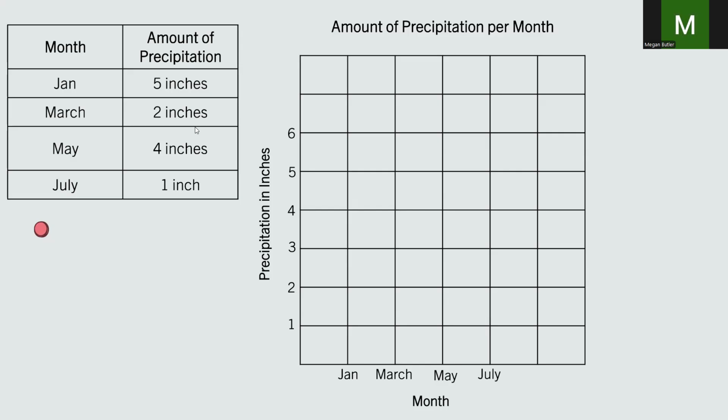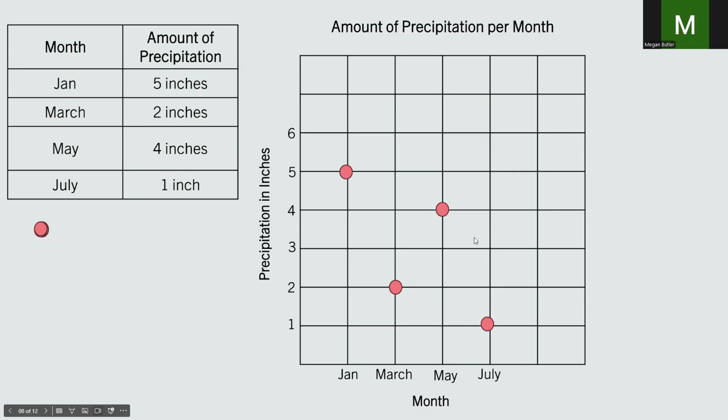So let's go ahead and graph it. You generally use a dot for this kind of graph. So I just use a dot here. So in January, we had 5 inches. So I just follow the line up and find 5 and move my dot here. And then in March, we had 2 inches. In May, we had 4 inches, and July, we had 1 inch.